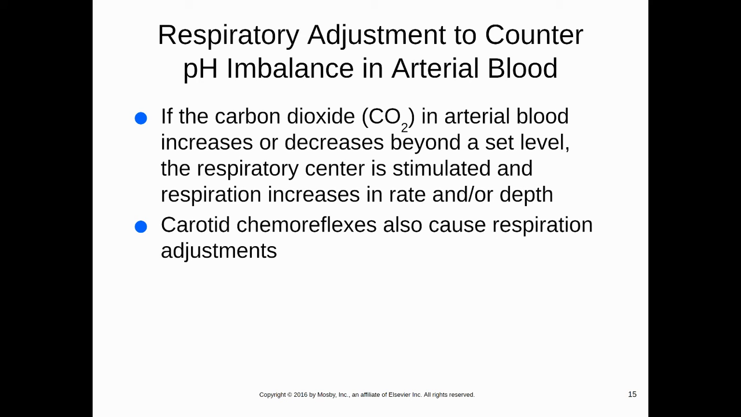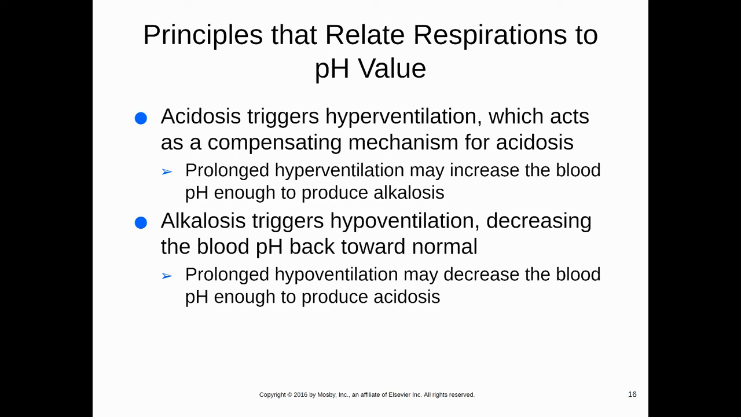In addition, in our carotid chemoreflexes, we can also have some respiratory adjustments based off of what they detect within the blood as far as the pH level. Again, the big idea here: acidosis is going to basically mean that we have a lower pH. If we have a lower pH, we have more hydrogen ion concentrations. So therefore, we're going to hyperventilate. We're going to breathe quickly because we want to get rid of as much carbon dioxide as possible, because more carbon dioxide means more carbonic acid, which means more hydrogen ions.